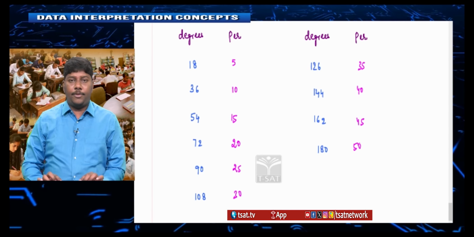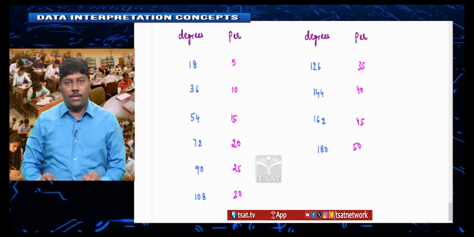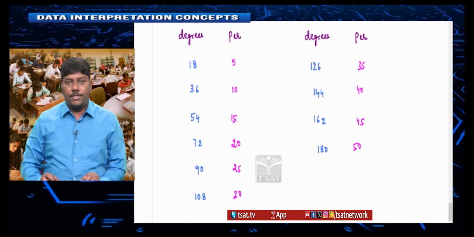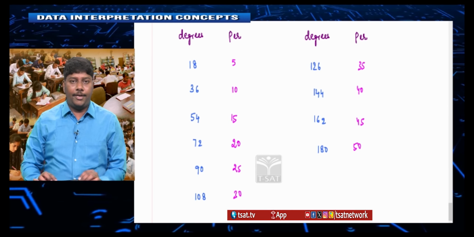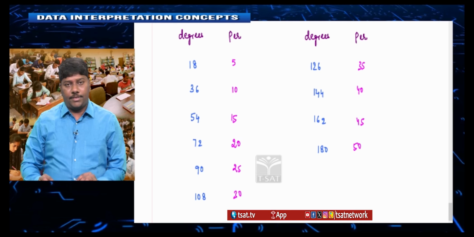Now, respective multiple of 5 also you take it. Suppose if I give you 72 degrees, in mind 18 fours are 72. Therefore, 5 4s are 20%. So 72 degrees means 20%. If you know 5 table and 18 table perfectly, you can do this. So 162 degrees, you can say 45%.